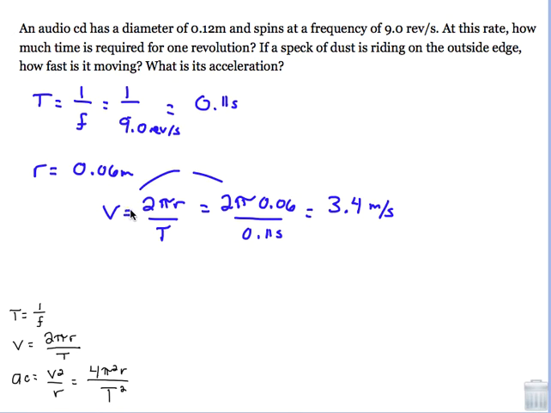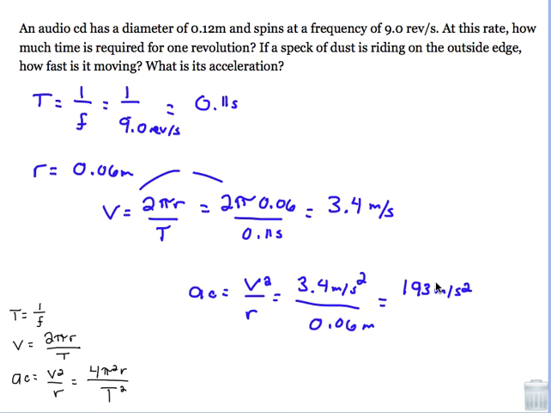And then once we have the velocity of this speck of dust, we can find its acceleration. So we'll use this equation, and we have 3.4 meters per second for the velocity. We square that, and then our radius is 0.06 meters still, and we should get 193 meters per second squared for our centripetal acceleration is what we're finding here.